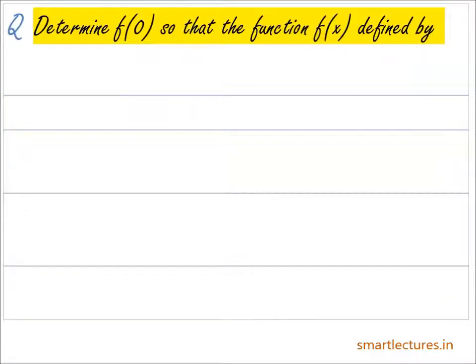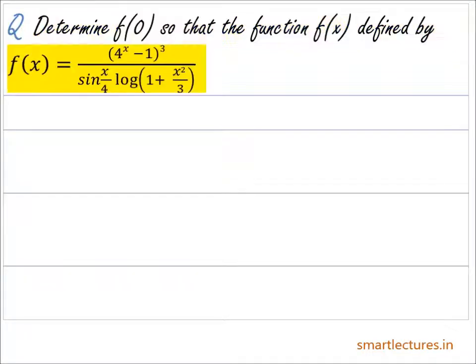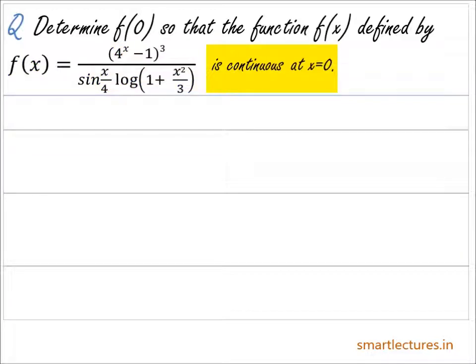So let's solve one more question, and this question involves testing the continuity of exponential, sine, and logarithmic functions. The question is: determine f of 0 so that the function f of x, defined by f of x is equal to (4 to the power x minus 1) whole cube divided by sin(x/4) into log of (1 plus x square upon 3), becomes continuous at x equal to 0.